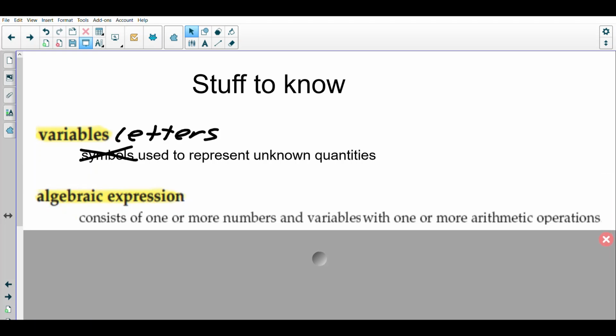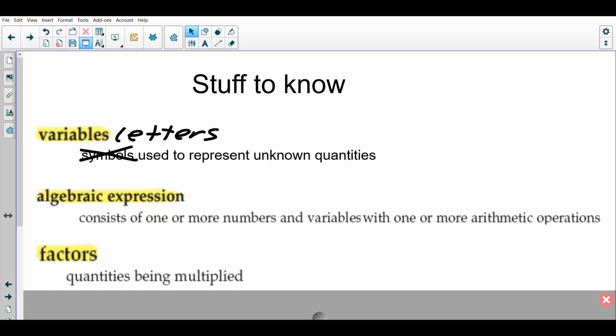An algebraic expression consists of one or more numbers and variables with one or more arithmetic operations. So x plus 2 is an algebraic expression. 2 plus 2 would be a numeric expression. So you need both numbers and variables.